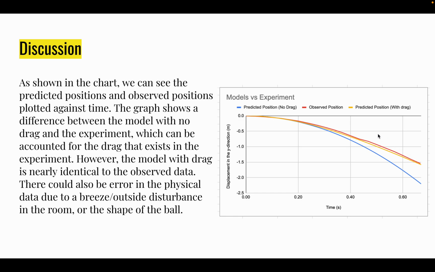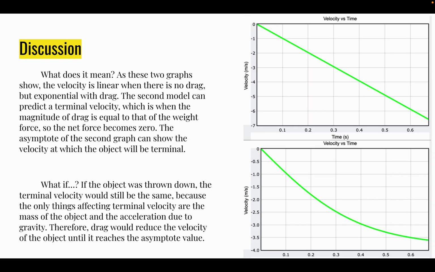And there could also be error in this area right here in the physical data due to perhaps a breeze or outside disturbance in the room, or the shape of the ball, as it was not perfectly spherical. Discussion. So what does it mean question? As these two graphs show, the velocity is linear when there is no drag, but exponential when there is drag.